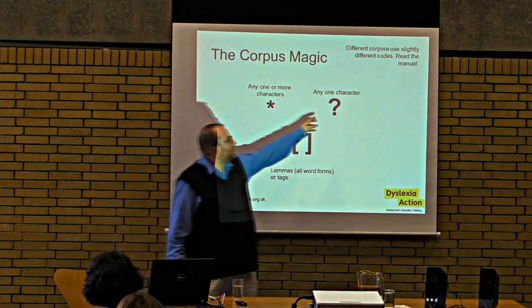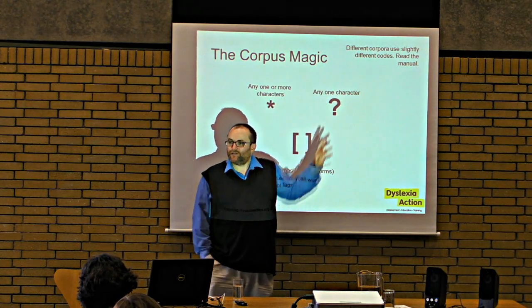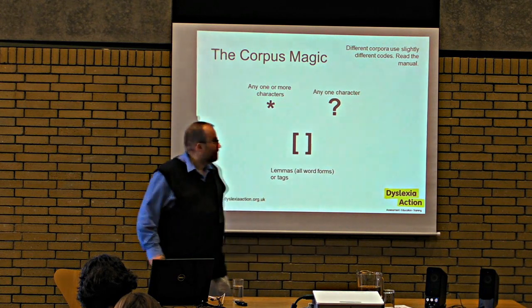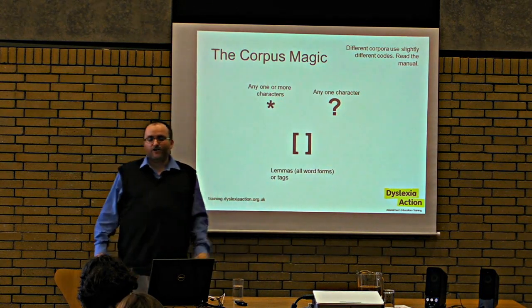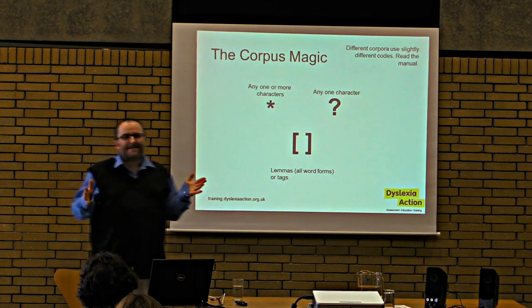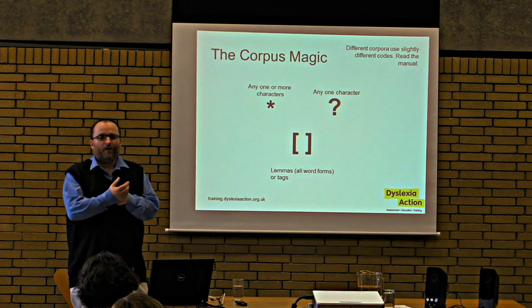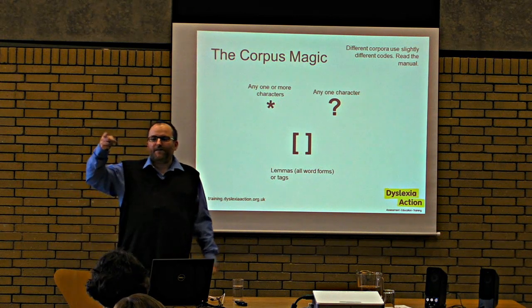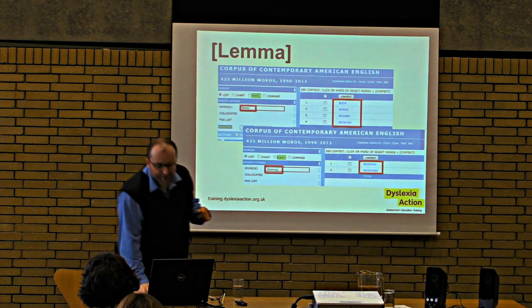I'll show you how that works in a minute, but you could have two question marks, which says find all two letter words. You just have two question marks after one another. These brackets will find you a lemma of a word. A lemma is basically corpus jargon for all the possible derived forms from that word form. I'll show you again how that works.